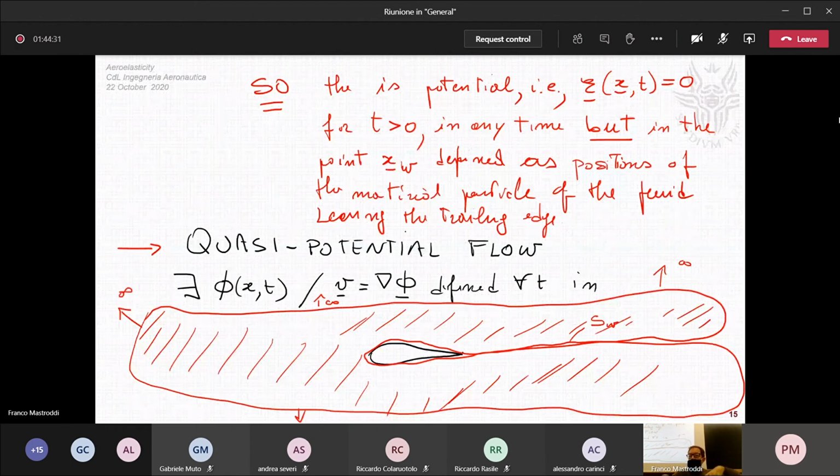Of course, the knowledge of such a boundary is part of the solution of the problem. This is the point. It is not an easy complication of the problem. The geometry of S wake, the geometry problem, in general, the position and geometry of S wake is part of the solution.